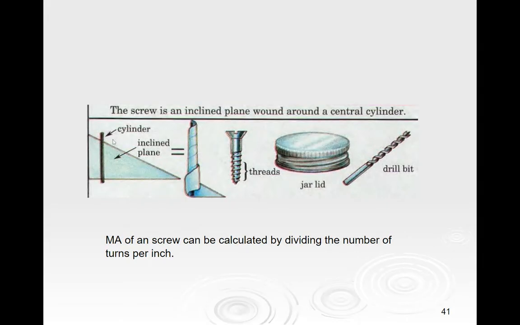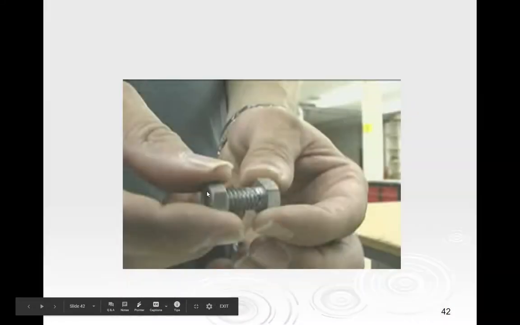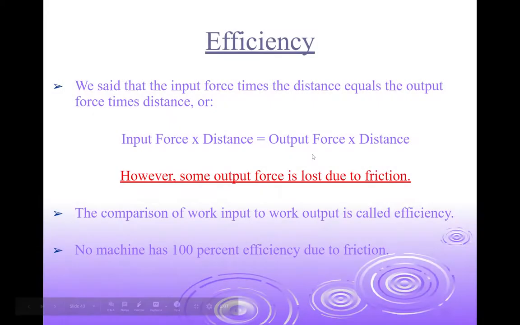So we have our cylinder, an inclined plane. Different examples here: we have the threads, a jar lid, a drill bit. They're all kind of similar. The mechanical advantage of a screw can be calculated by dividing the number of turns per inch. A video here, we would watch that in class.